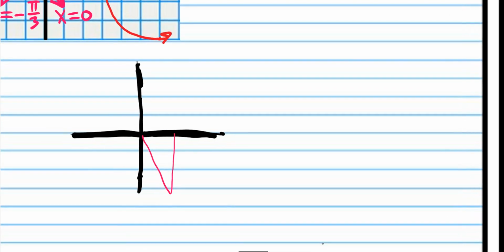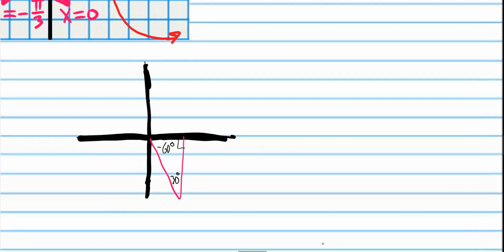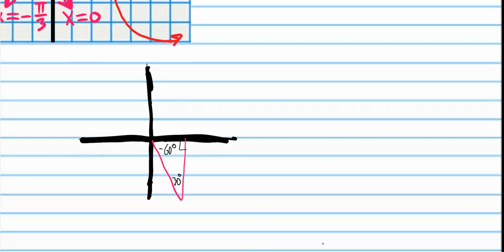And so negative pi over 3 is 60 degrees. So this angle must be 30 based on the triangle sum theorem. And remember, the angle opposite 30 is always x, and the angle opposite 60 is always x root 3, and the hypotenuse is always 2x. Now, why is this negative? Well, because the triangle is going down. This side's going down.